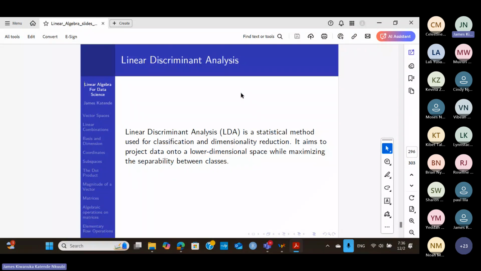So that's the basic idea. You try to look for a plane. In this case, we look for a line that maximizes the separation between the two classes. And then you're able to classify a new point as belonging to one of the classes. It can do for more than two classes. I just gave an example where you have two classes.